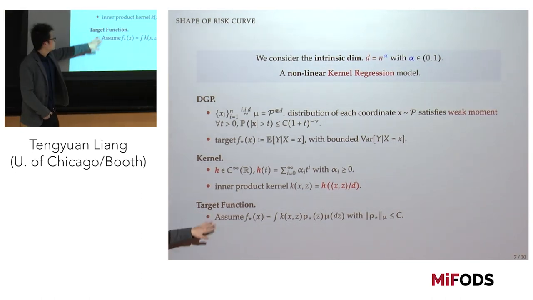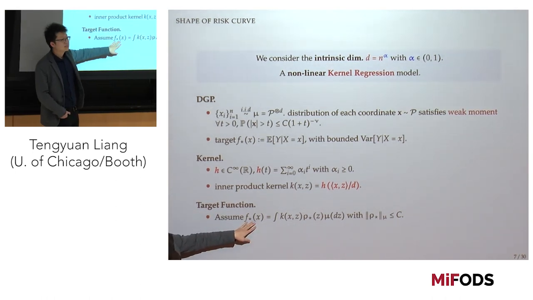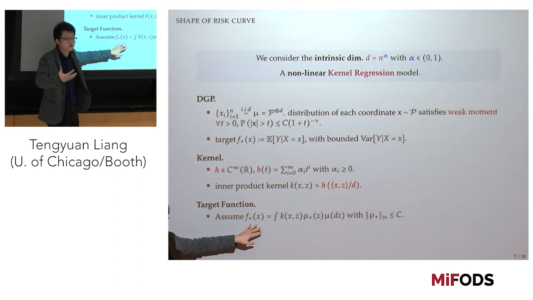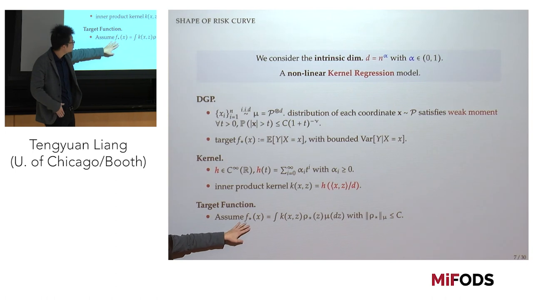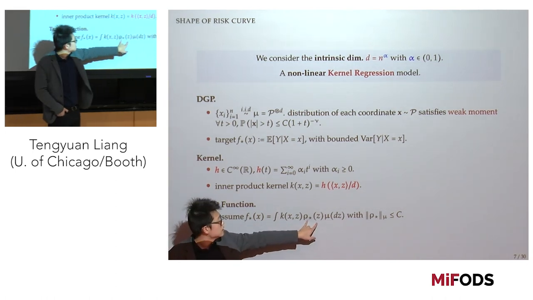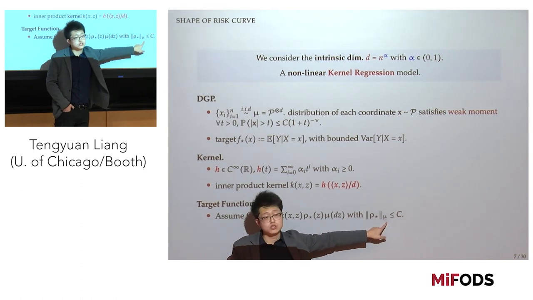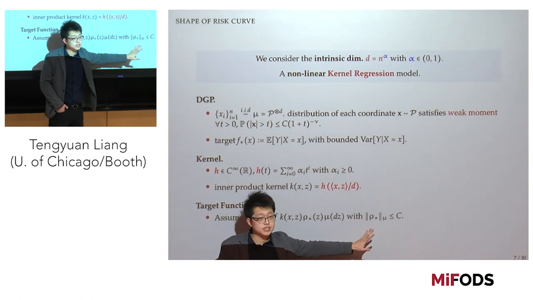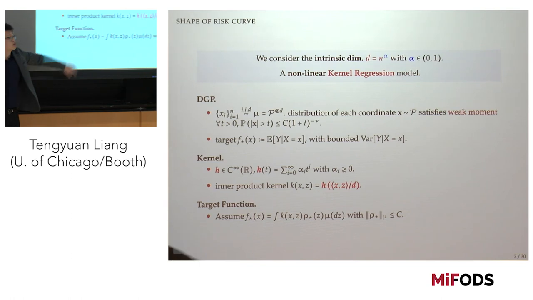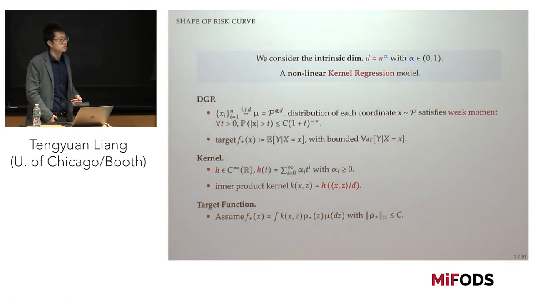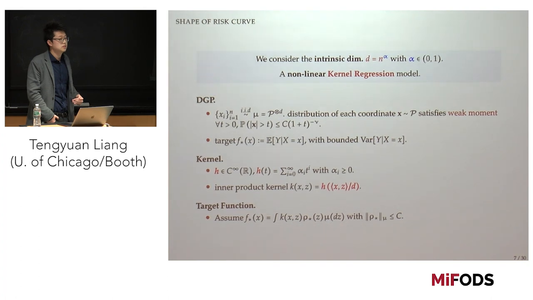Assumptions. Assumption on the target function: we assume that this f star actually is related to these kernels. It lies in the reproducing kernel Hilbert space. So we assume that there is a rho star that is L2 integrable with respect to the distribution of the data, such that the target function can be written out in this way. Any questions about the assumptions? Is that clear?